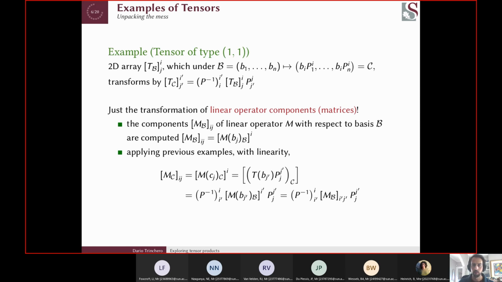This is probably not news to you, but it's essentially just taking the previous examples and sticking them together. If we have the components of a linear operator, then when we compute them with respect to the new basis and we use the previous two examples, we get the one factor of P inverse and the one factor of P. Okay, so tensors of type 1, 1 are matrices.